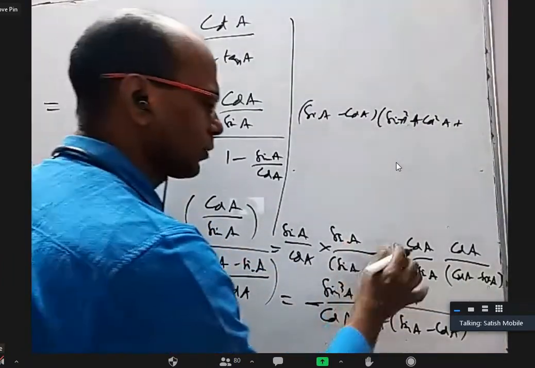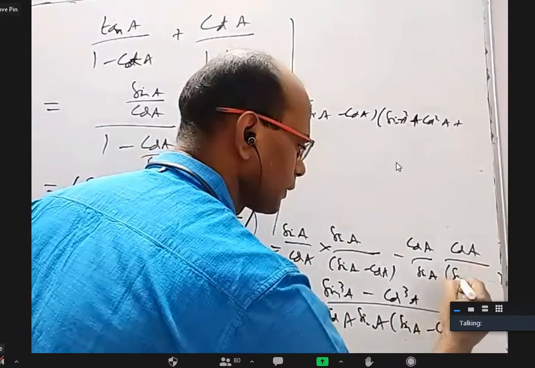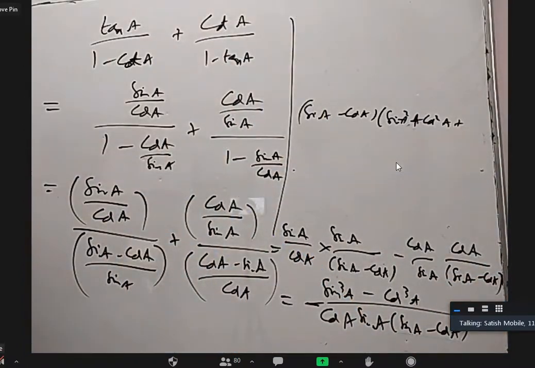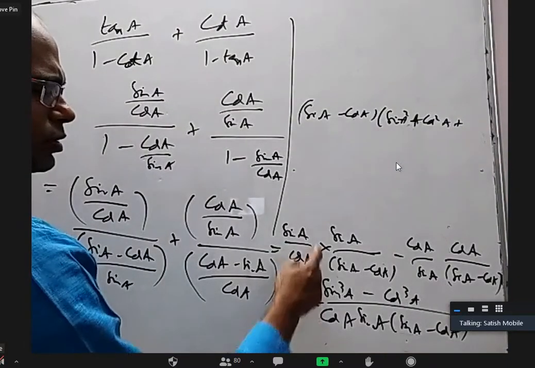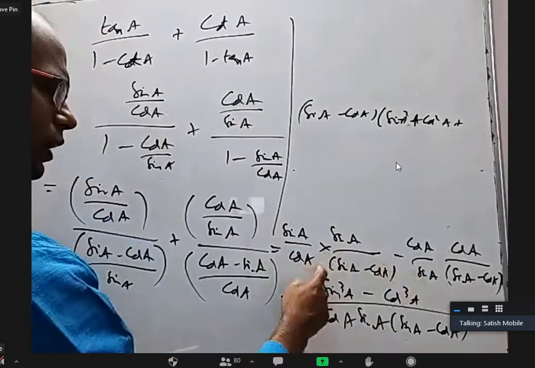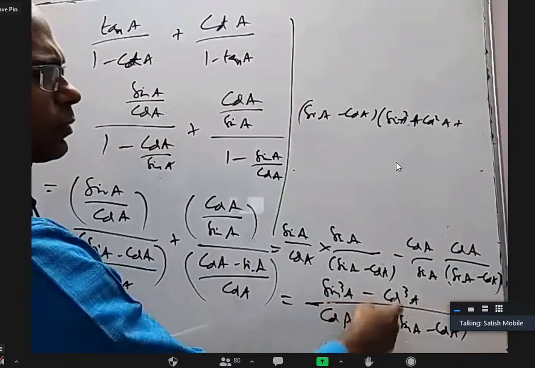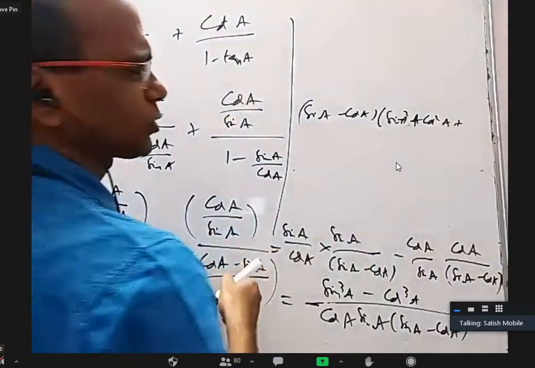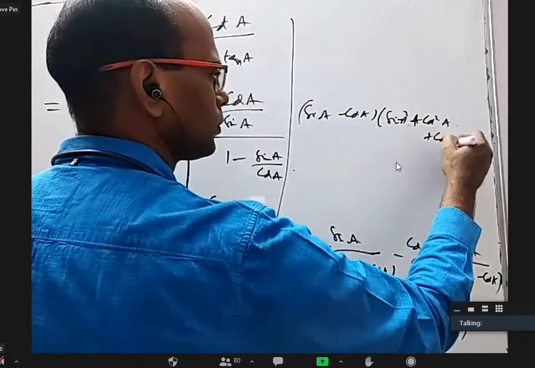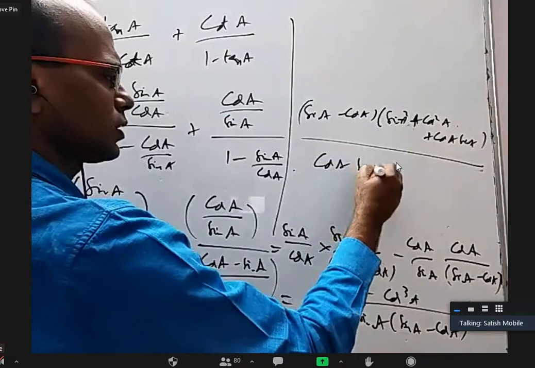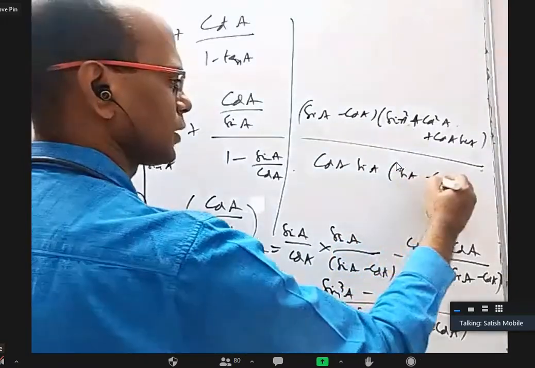If required, I will take a minus common here and make it sin A minus cos A. Now multiply cos here, sin here, cos here. You will get sin cube A minus cos cube A. A cube minus B cube is A minus B into A square plus B square plus AB. Plus cos A sin A. The denominator is cos A sin A into sin A minus cos A.